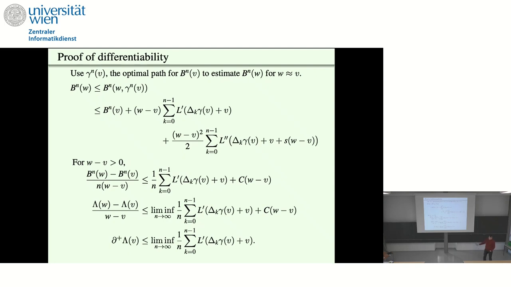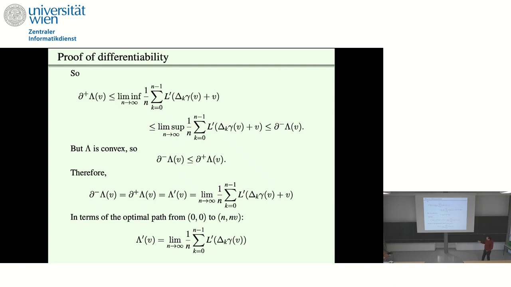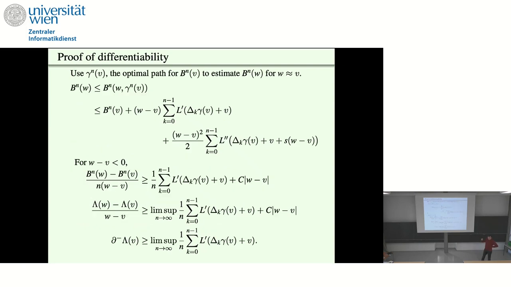Then you do the same thing on the left, and the inequality changes direction. You divide by W minus V, but it was negative, so now the inequality is greater than or equal, but the same thing holds true. As a result, you obtain that the left derivative is greater than or equal to the limsup of the same thing. Now, the right derivative is less than or equal to liminf, which is less than or equal to limsup, which is less than or equal to the left derivative. But we know that lambda is convex, and so the left derivative is less than or equal to the right derivative.